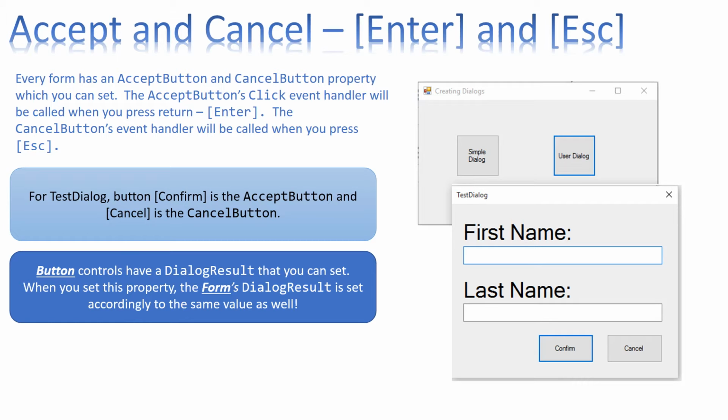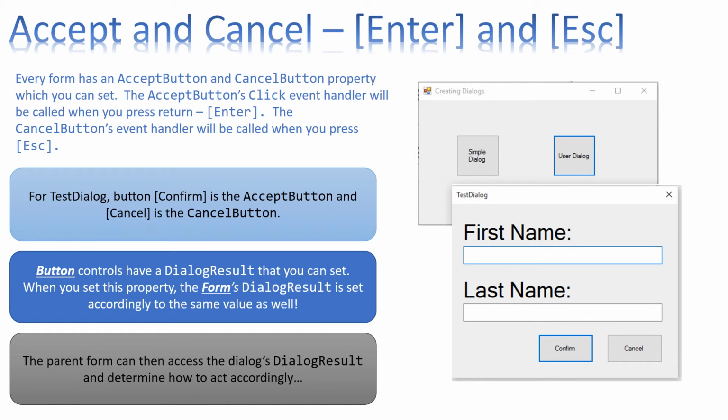Button controls have a dialog result property which you can set. Now when you set this property, the form also has a dialog result property, and it will get set automatically to the same value as well. The parent form can then access the dialog's dialog result and determine how to act accordingly. Now let's break this down first.